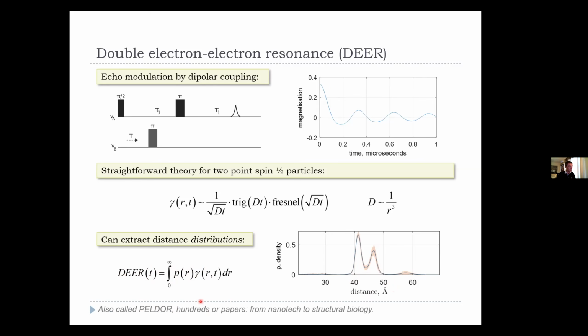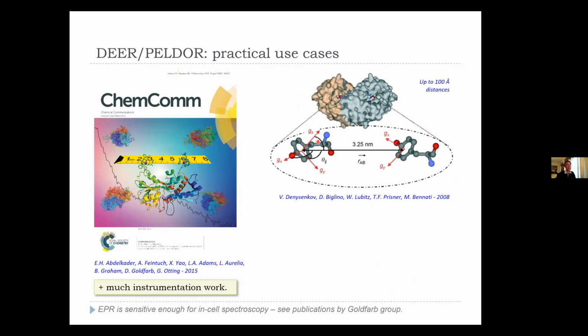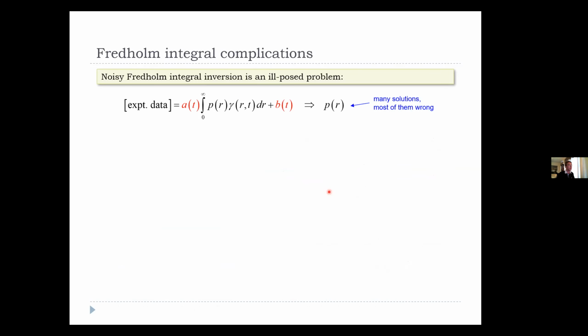Also called pulsed electron double resonance, PELDOR, hundreds of papers, you've seen them all, from nanotech to structural biology. So typically used as a ruler. A lot of instrumentation work on the subject, can use it for proteins, can use it for nucleic acids. Those of you who are new to Stefan's group will at some point be exposed to all of this as a part of your background reading.